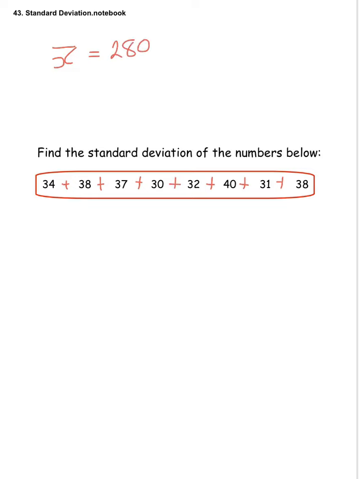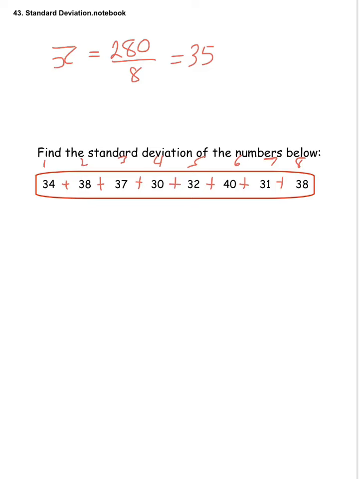To find the mean, we're going to do that 280 divided by the number of numbers we've got. So we've got 1, 2, 3, 4, 5, 6, 7, 8 numbers. So 280 over 8 is our mean. 280 divided by 8 happens to be 35.